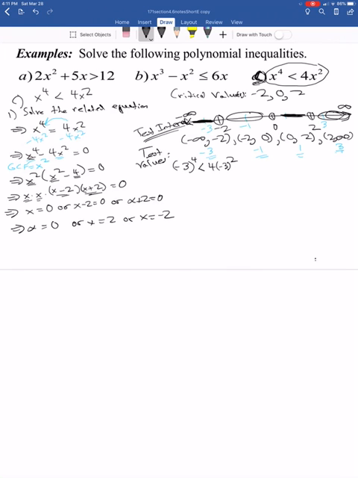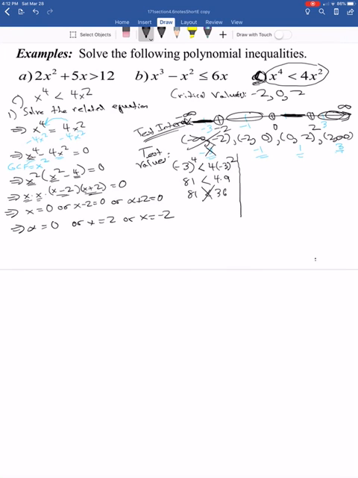Well, what is negative 3 to the fourth power? Negative 3 times negative 3 is 9. 9 times negative 3 is negative 27. Negative 27 times negative 3 is a positive 81. So we got 81 here. And here we got 4 times negative 3 squared, 4 times 9, so I got 36. Well, 81 is not less than 36. 81 is greater than 36. So negative 3 is not a solution to this degree 4 quartic inequality. So we want to make sure we exclude that interval from the solution set.